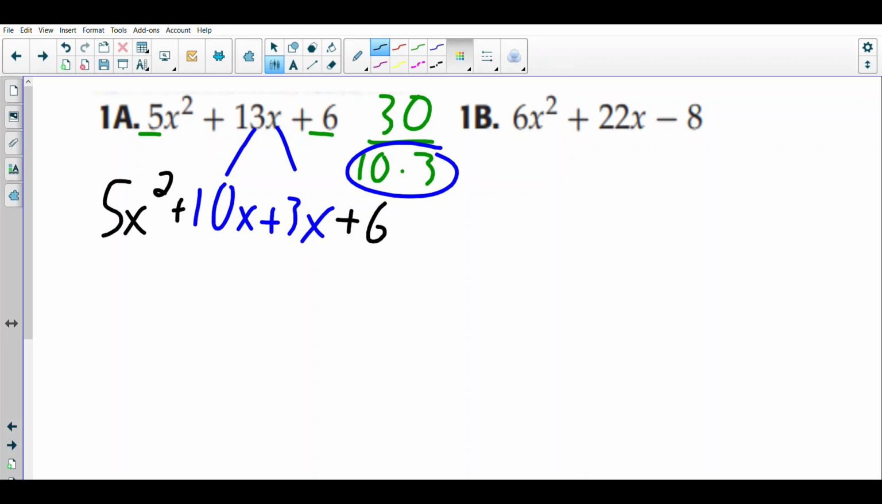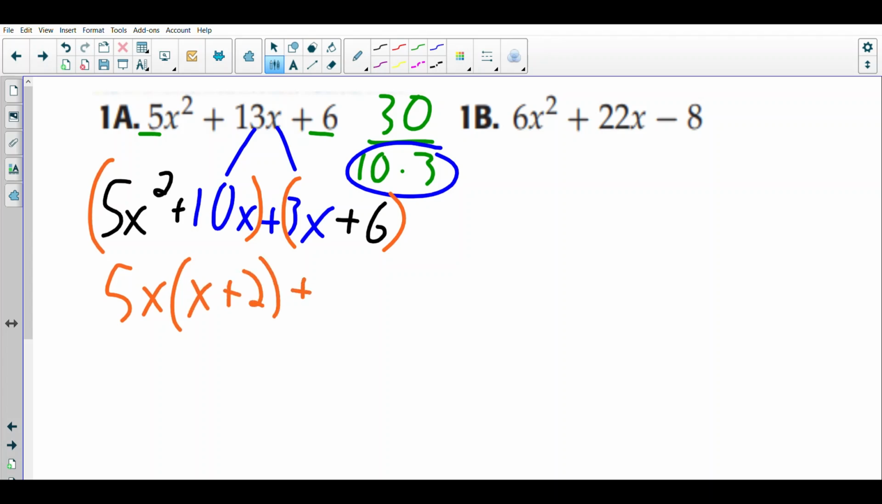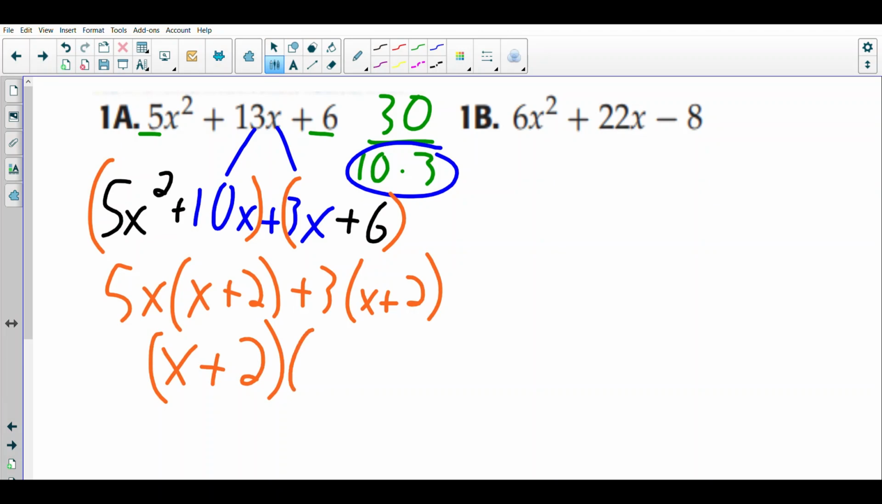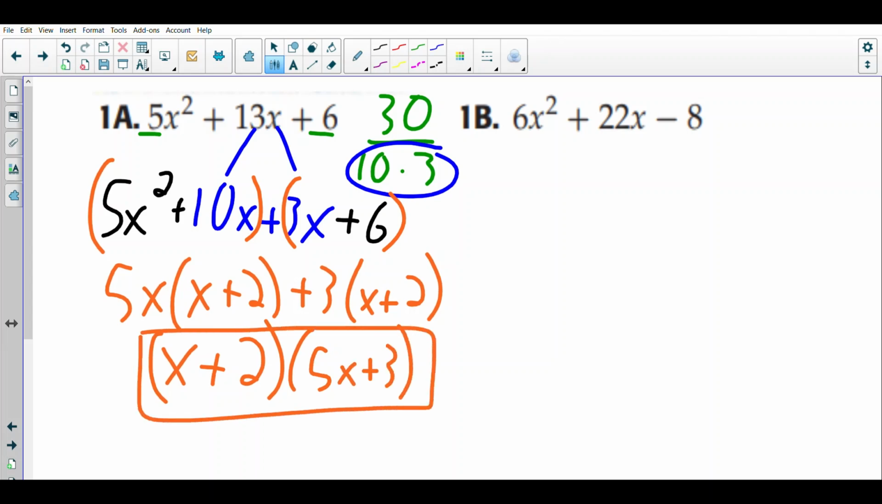Let's do a little orange. So take out a 5x, and I'm left with x plus 2. Take out a 3, I'm left with x plus 2. So take what's common, x plus 2. What's left? 5x plus 3. And there we go. Okay, so let's do one more.